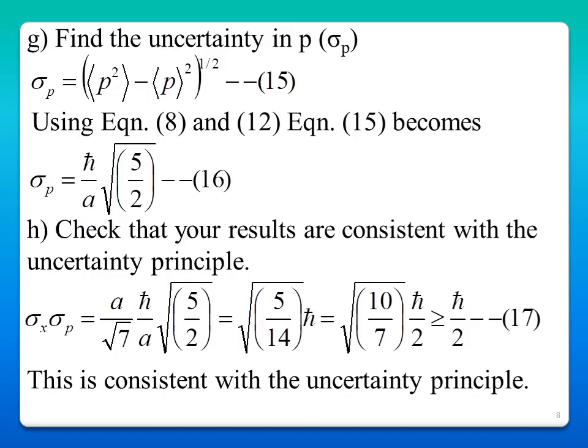Now we have to check whether this is consistent with the uncertainty principle. So sigma x sigma p, we'll get square root of 5 by 14 h cross. This we can write as square root of 10 by 7 into h cross by 2, which is greater than h cross by 2. So this is consistent with the uncertainty principle.